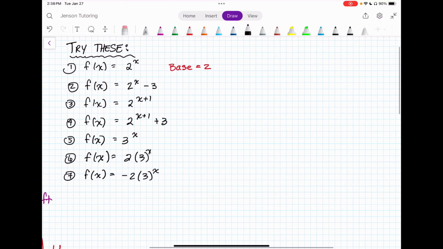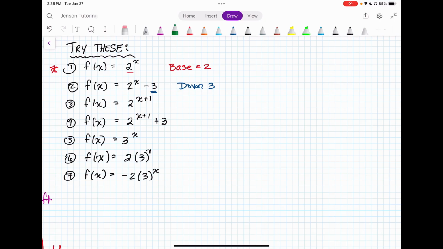And so now if I go back and look at the problems we're going to try to do, if 1, this is my parent graph for anything that has a base of 2. So if I look at that and I look at the next couple problems here, well, what's happening? Well, on number 2 here, this is just going to have a vertical shift. So this will be my parent graph shifted down 3 spaces.